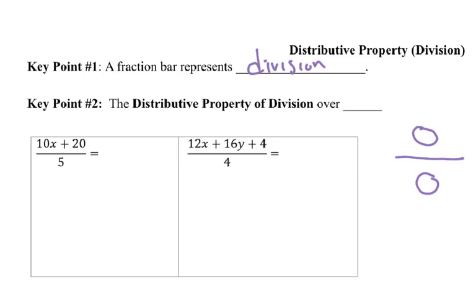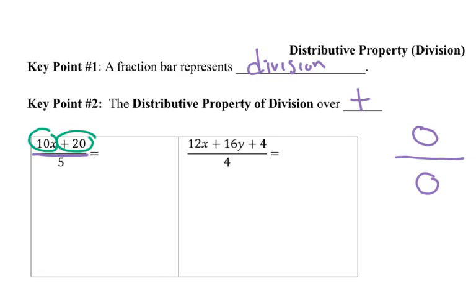The first type of distributive property of division we're going to look at is the distributive property of division over addition. You can distribute your division over both addition and subtraction. We're going to start by modeling the addition. So down here we have 10x plus 20, all of that divided by 5. So we are equally distributing, or giving out, our divided by 5 to every term in the expression. Here's one term, here's a second term.